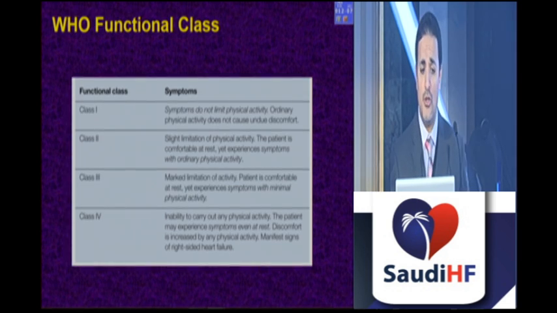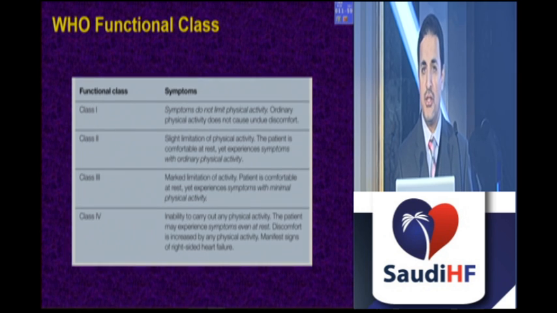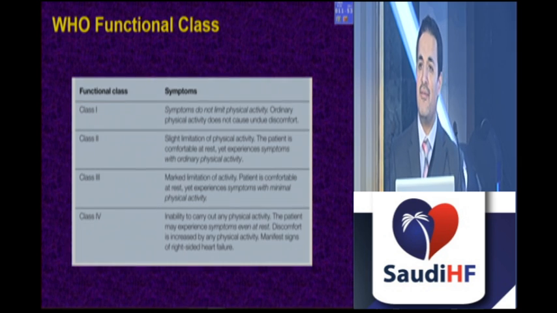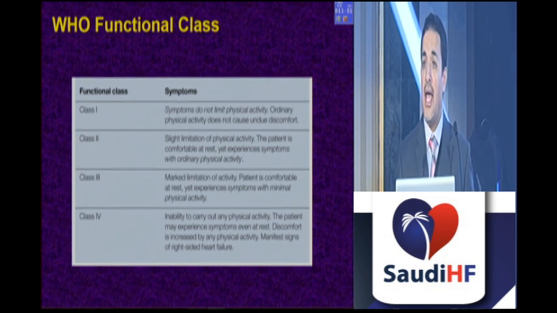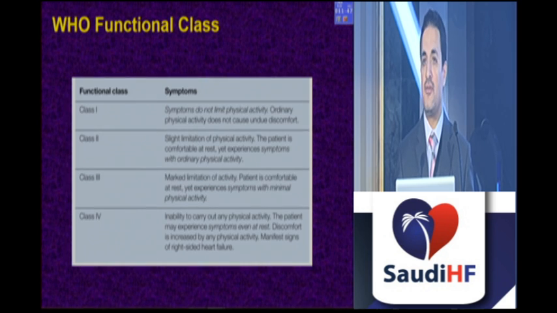This is the WHO classification of their symptomatology. It's derived from the New York Heart Association functional classification. It's kind of similar to it. I just wanted to highlight that in class 4, patients are already manifesting right-sided failure, and if patients are presenting with syncope, they are automatically considered class 4 WHO symptom-wise.